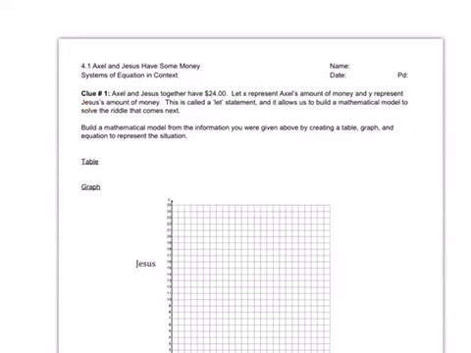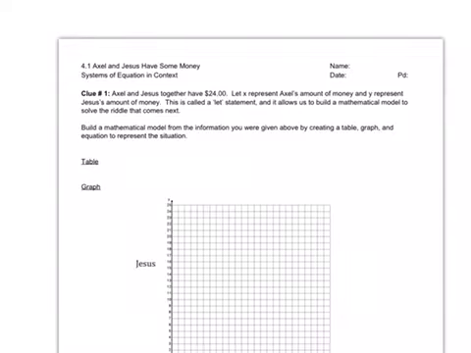Clue number 1: Axel and Jesus together have a total of $24. Okay? We're going to let the x variable represent Axel's amount of money, and we're going to let y represent Jesus. This statement is called a let statement, and it allows us to build a model about Axel and Jesus to solve the riddle that comes next.